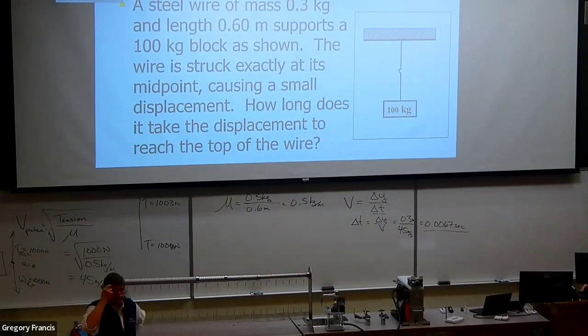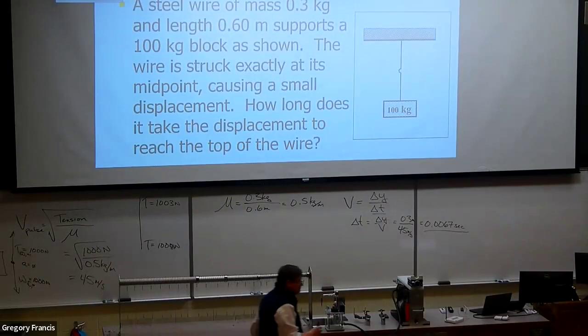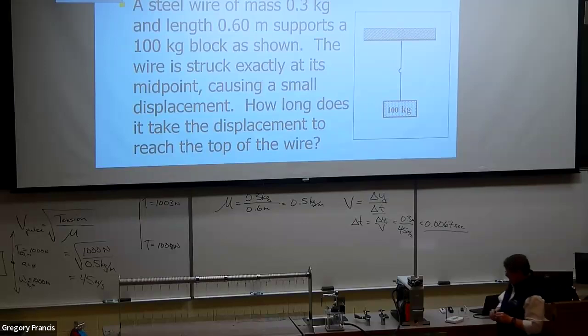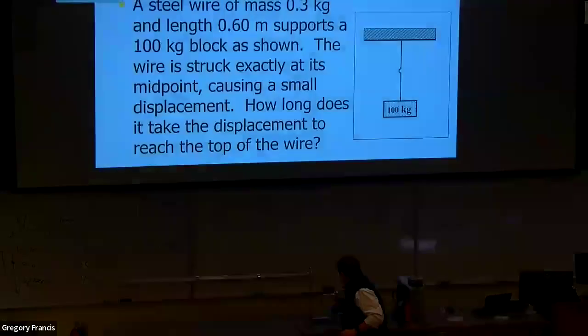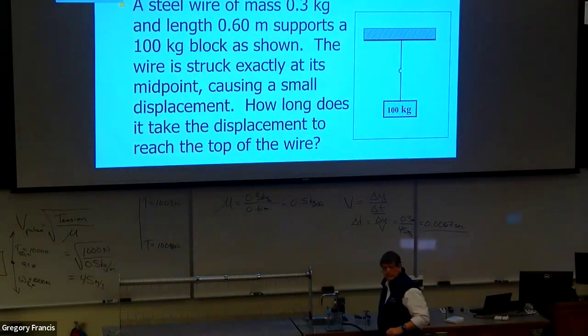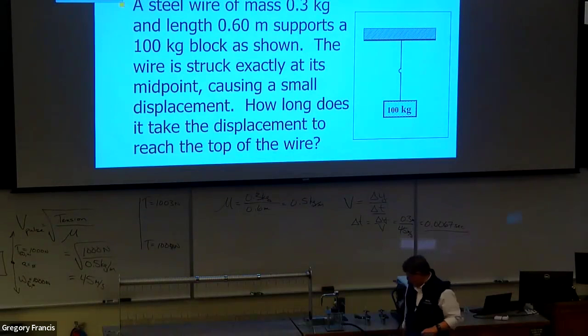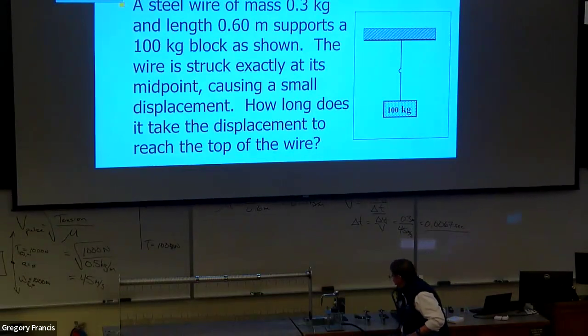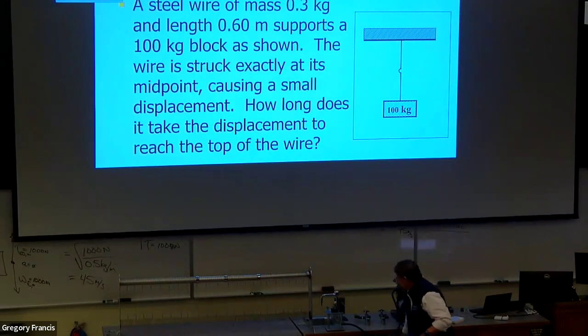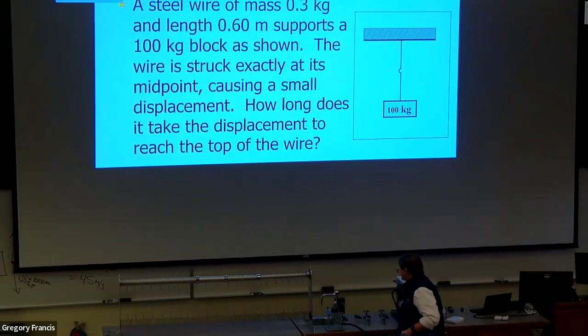That's similar to some of your homework problems. Oh, yes. The length of the wire is 0.6, so I'm confused why 0.3 is on top. Oh, because we started in the middle and only went to the top. We only have to go through half of the wire. Okay. Any other questions on that?